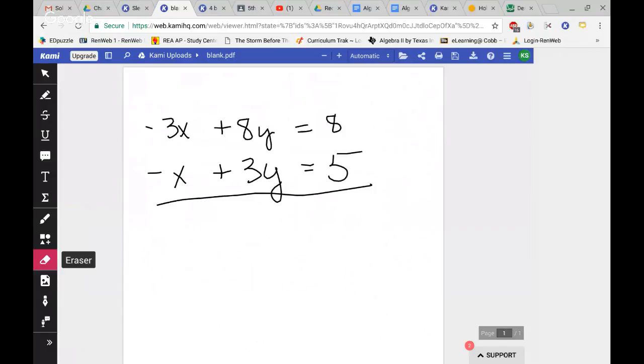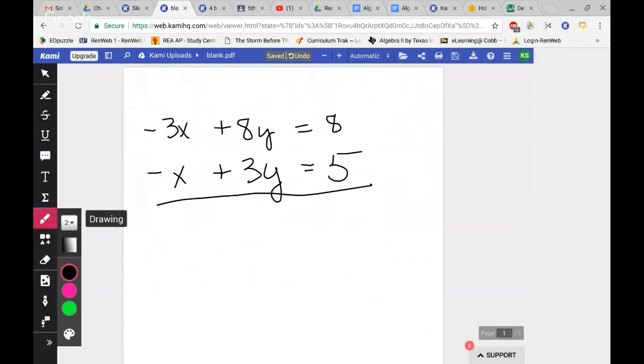The 3. On which one? For the bottom equation. Okay, so you want to multiply the bottom equation by 3? Yes, ma'am. Good job. Okay, so we'll multiply that bottom equation by 3. And that would give us a negative 3x, and then 3 times 3y is 9y, and 3 times 5 is 15.